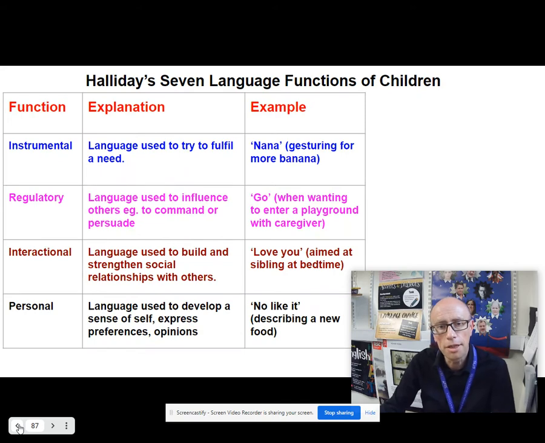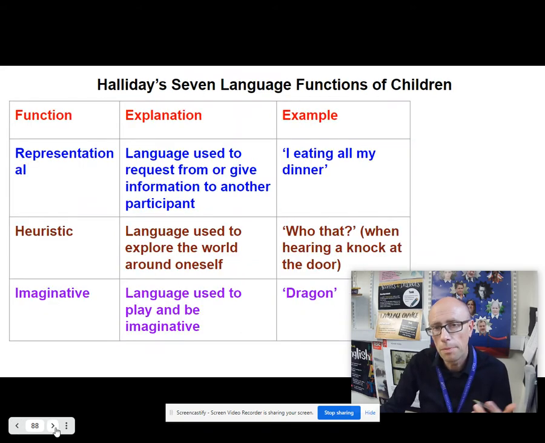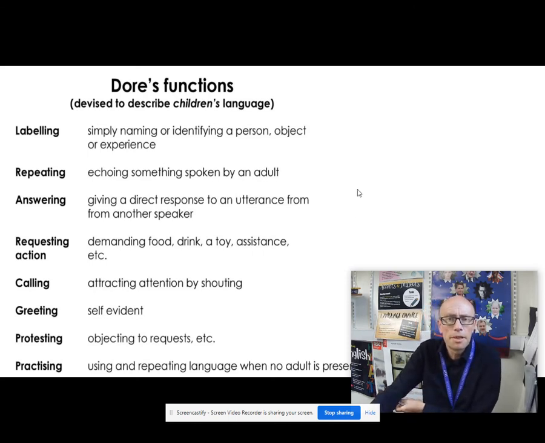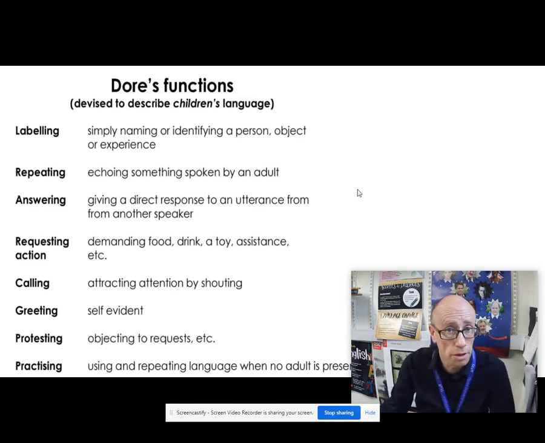Okay, so we've got instrumental, regulatory, interactional, and personal, followed by representational, heuristic, and imaginative. Now, Halliday is not the only show in town, because there is another researcher called John Dore, used to describe children's language. And the labels behind these are more simple, but on the other hand, they are a little bit more limited in terms of demonstrating the different functions of child's language.